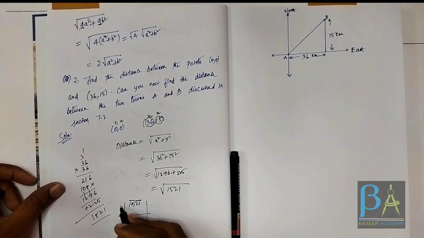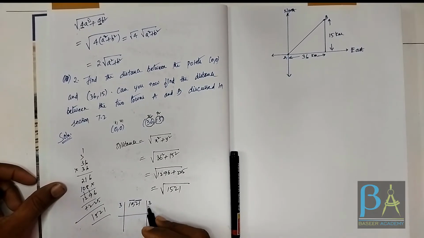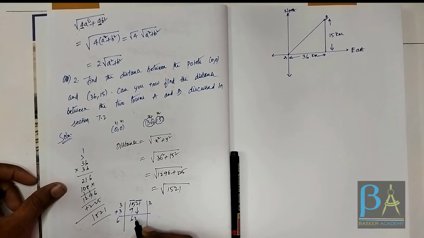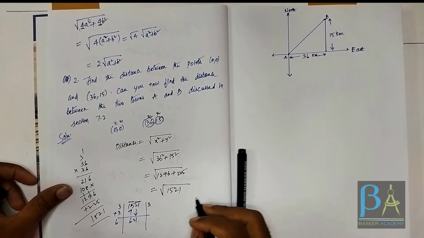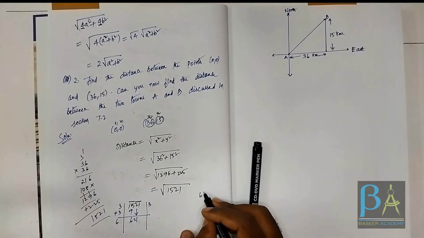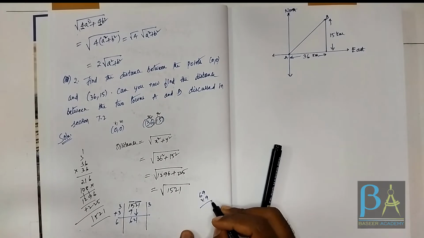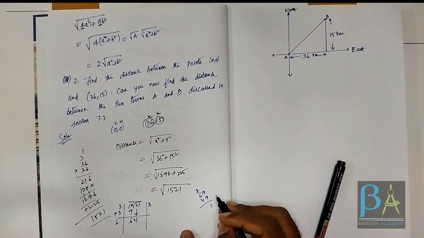Now what happens? 3 into 3, that gives us 9. 15 minus 9 is 6. Add 3 here. 3 plus 3 is 6. Bring down the next number. And then I write 9 here and then multiply by 9. What happens? 9 into 9 is 81. 9 into 6 is 54.